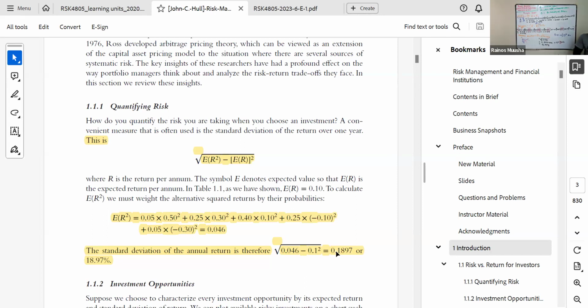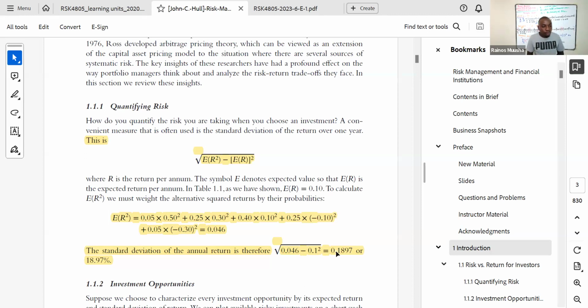Now, remember we said when it comes to the risk-return relationship, you can be asked to find the return of a single asset, which is the expected return. You can also be asked to find the risk of a single asset, which is the standard deviation, shown by this formula as well, right?